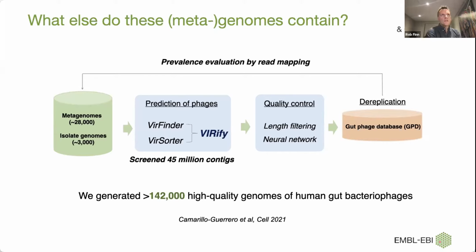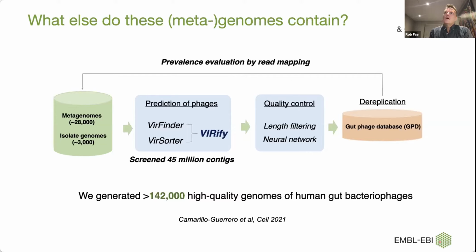This work was done in collaboration with Trevor Lawley's group. He focuses a lot on isolating and culturing bacteria from the human gut. So we were able to establish a pipeline where we took both isolate genomes and metagenomes. Then we used a tool called Verify, which combined at that time the outputs of VirFinder and VirSorter. And we screened millions of contigs to try and identify those that were of viral origin.